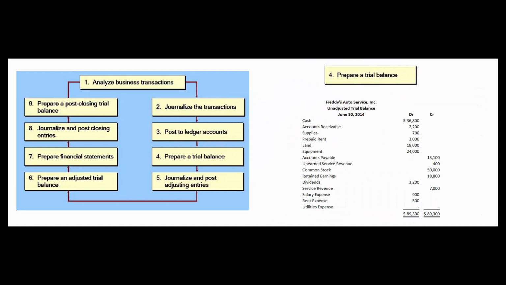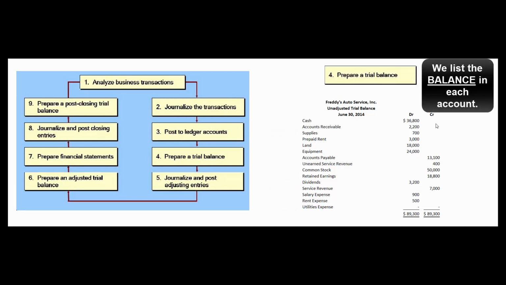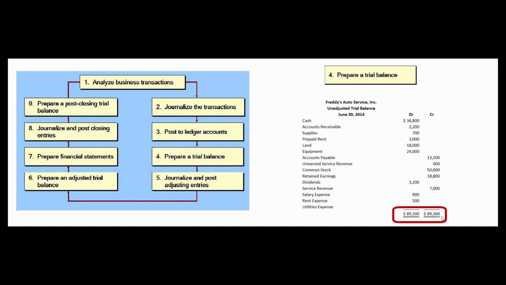Step 4 is to prepare a trial balance. We list all our accounts in the special order: assets, liabilities, owner's equity, revenue, and expenses, and we list the balance in each account. Notice there's not a debit and a credit next to cash. When we offset all the debits against all the credits, the balance in the cash account is $36,800, and hopefully all our debits equal all our credits. If they don't, we know we've done something wrong and we have to go back and double check ourselves.